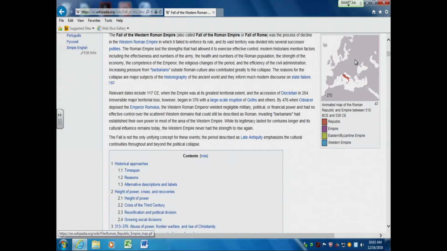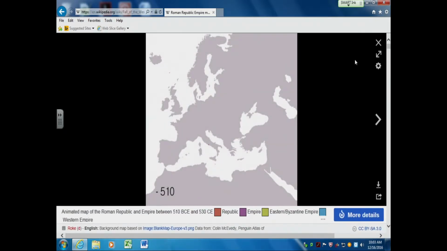It's this interactive map here. Again, this is the growth of Rome. Here it is, expanding through Italy. The Punic Wars will be next, where they take over Carthage. Then you see the conquest of Greece. This is what becomes Byzantium here.